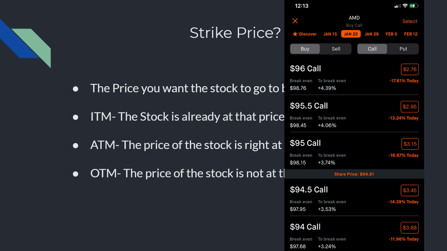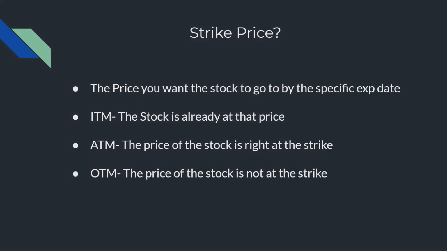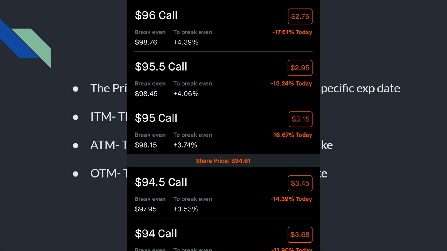The strike price is the price you want the stock to go to by the specific expiration date. So for January 22nd, let's say we choose the 95 call. By January 22nd, if you want to exercise this option, you want AMD to be at 95 or above. The more above $95 it is, the more it'll be worth. Now, you don't have to exercise these contracts. As I mentioned before, you can just make all of your profit selling the premium.